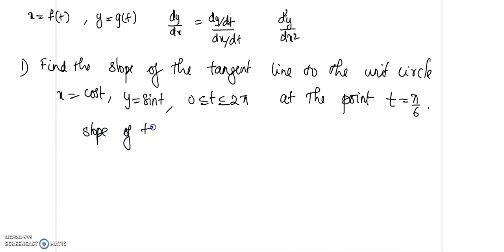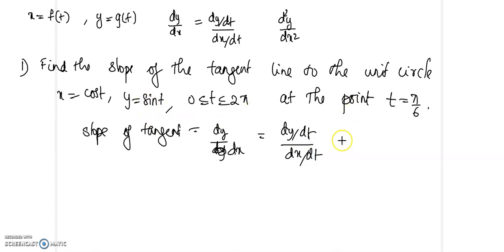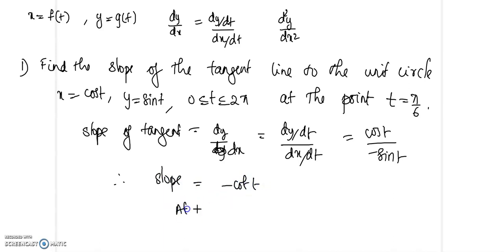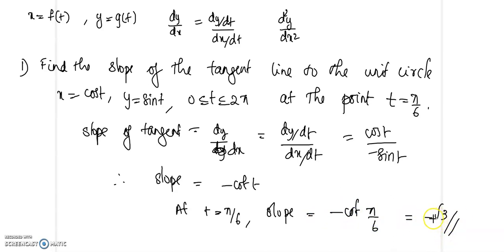The slope of the tangent will be given by dy by dx, which is equal to dy by dt divided by dx by dt. Now we have dy by dt equal to cos t and dx by dt equal to minus sin t. Therefore, the slope will be equal to minus cot t. At t equal to pi by 6, the slope will be minus cot pi by 6, which is equal to minus root 3. So that is the required slope of the tangent line.